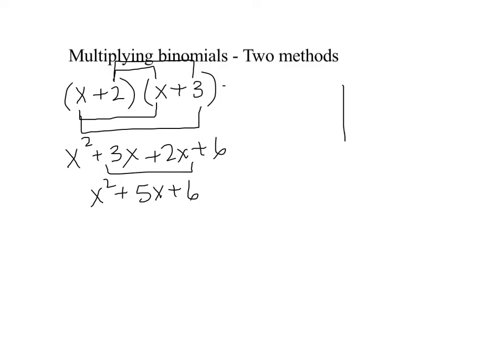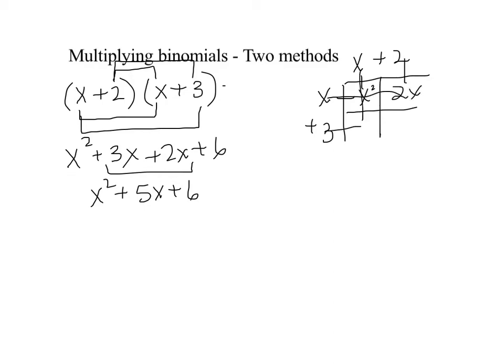Another way to do that, though, sometimes they call this the box, is just being able to multiply sideways. So you would take x times x and get x squared, x times 2 and get 2x, x times 3, 3x, and then 3 times 2 is 6. These are always like terms, and you get the same thing.